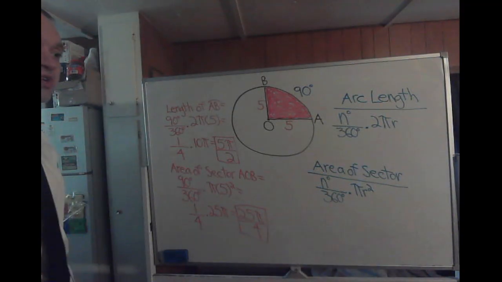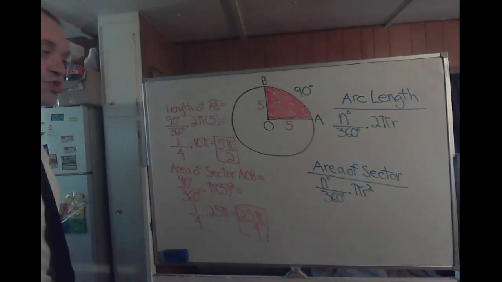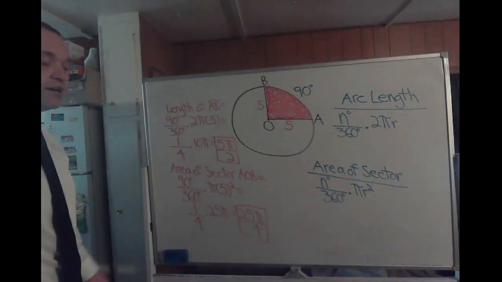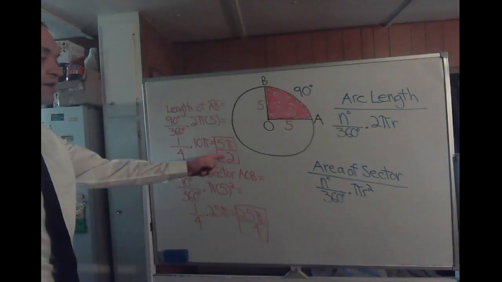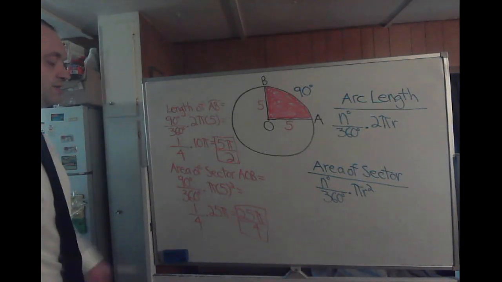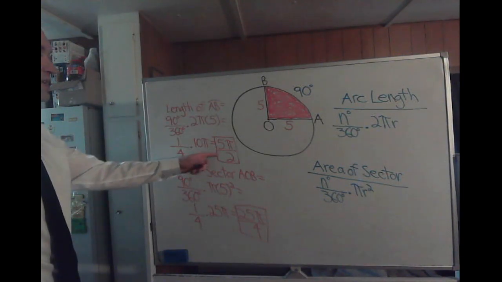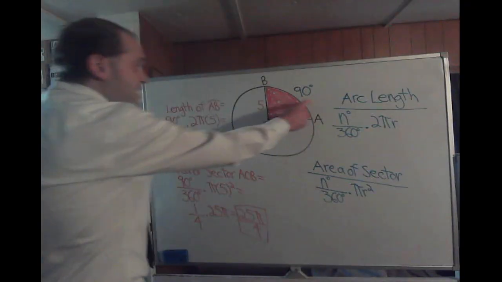And today we're just going to leave everything in terms of pi. I trust everyone knows how to put pi in a calculator and get a decimal by now. So if you're curious what that really looks like, just put it in the calculator and you'll get it. So the length of this arc would be 5 pi over 2.